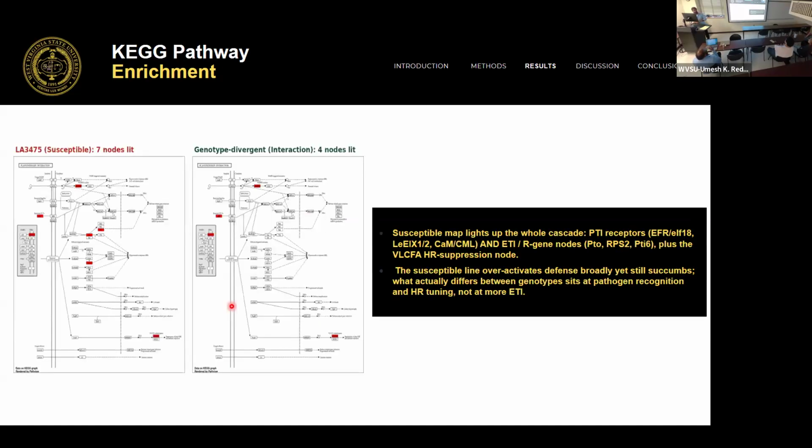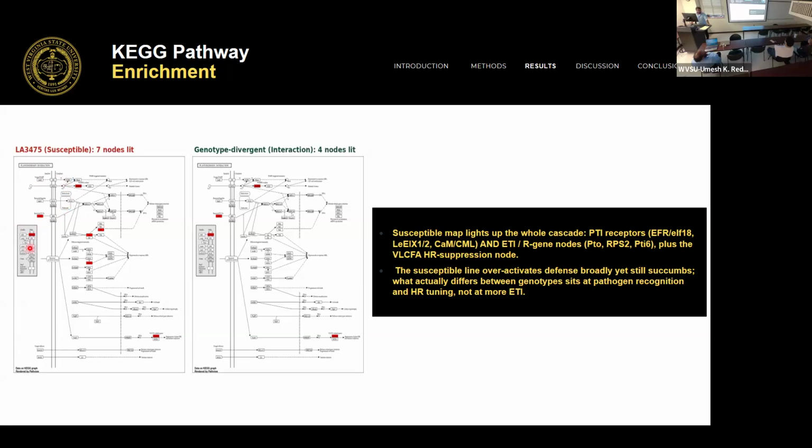So coming to these pathway maps, the left one is for the susceptible one, and the right one is the interaction, like the genes that basically differ among the response to the same stress in these two lines. From the left image, we can see that these red boxes are nodes. Basically, these are receptors, and the genes contributing to these receptors. These are not single genes. There can be a family of genes. Multiple genes can be there.